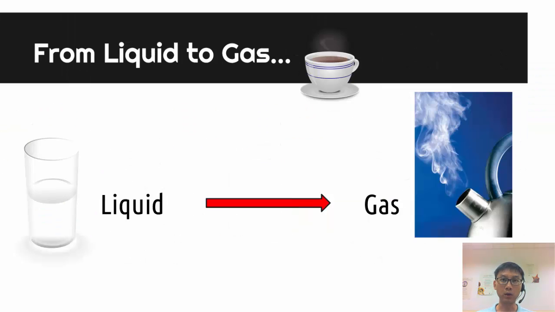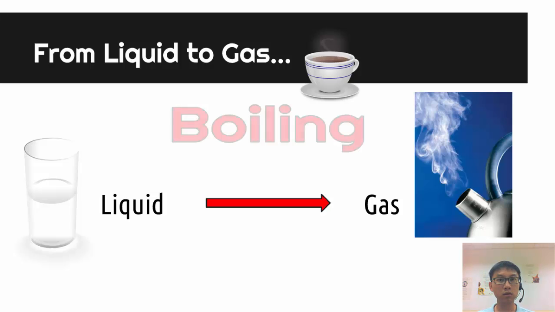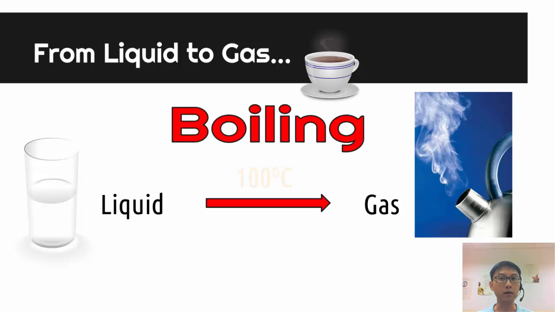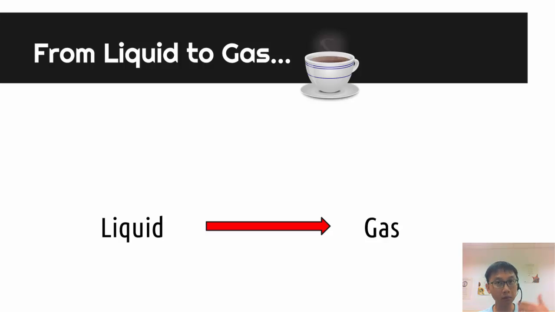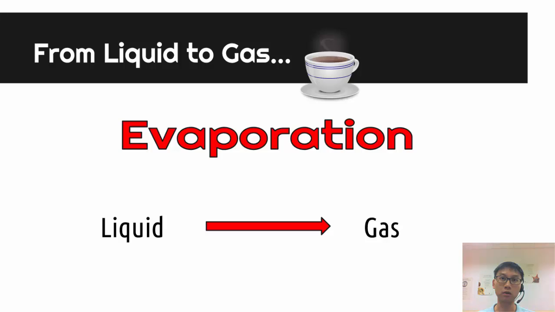When we move from liquid to gas, what is that process called? Yes, it's called boiling. Also, boiling occurs at 100 degrees Celsius, and again heat is required. So heat gain is necessary for water to change from the liquid state to the gaseous state, or gas. Now you know that there is also another way to change water from liquid to gas, and that is what we call evaporation.